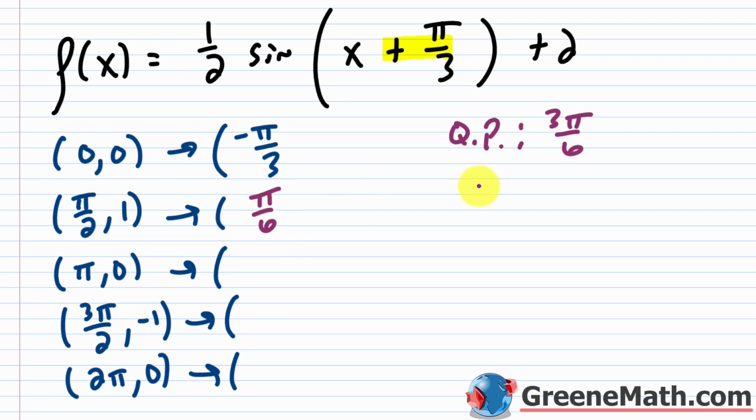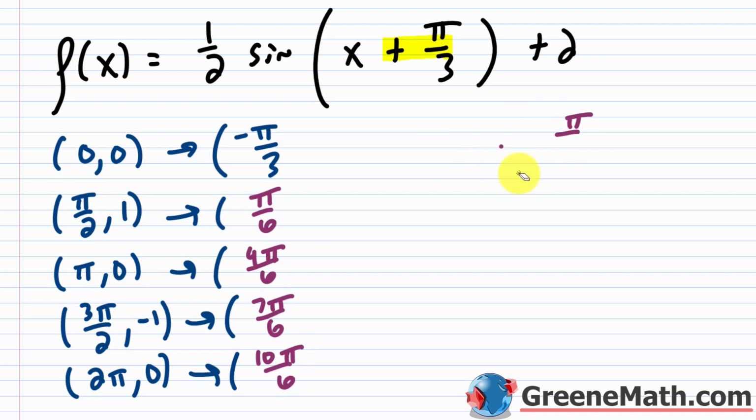And again, you're just going to keep doing this. So you're just going to keep adding 3 pi over 6. Pi over 6 plus 3 pi over 6, that is 4 pi over 6. Don't simplify yet. 4 pi over 6 plus 3 pi over 6, 7 pi over 6. 7 pi over 6 plus 3 pi over 6, 10 pi over 6. Okay, so now you can simplify. You just want to make sure you're not simplifying, and then you got to get a common denominator again.